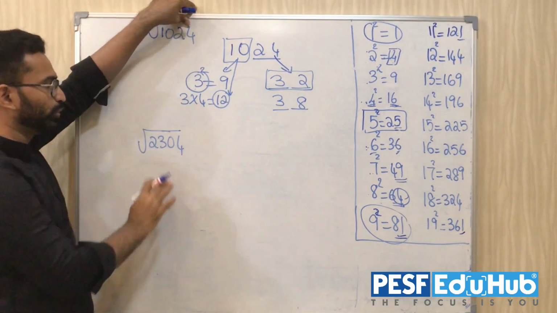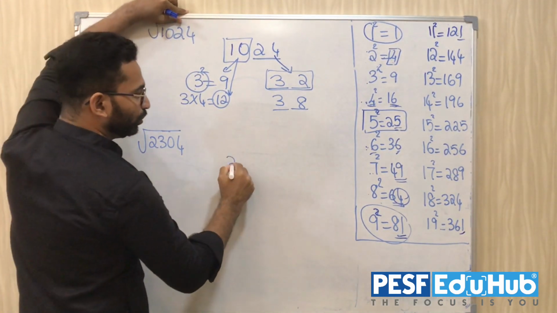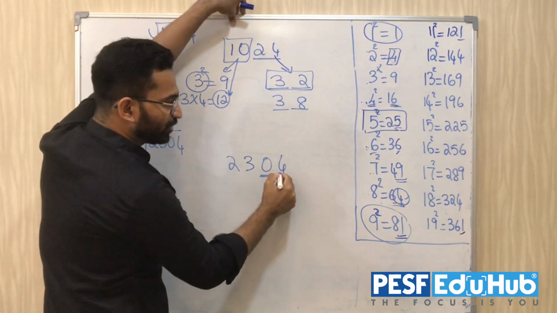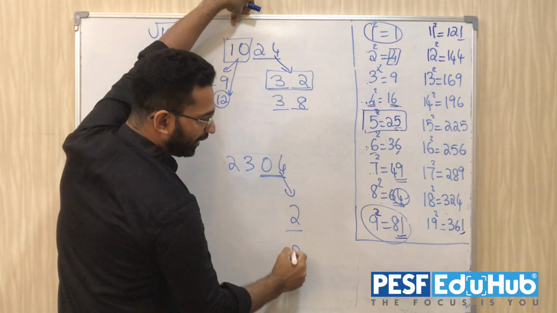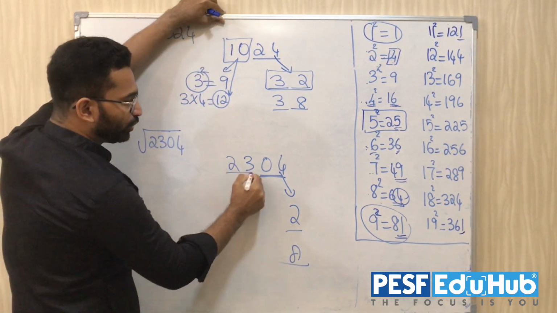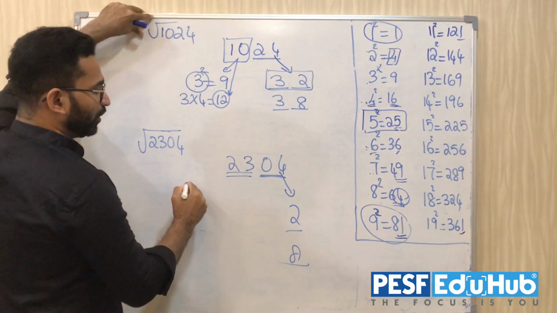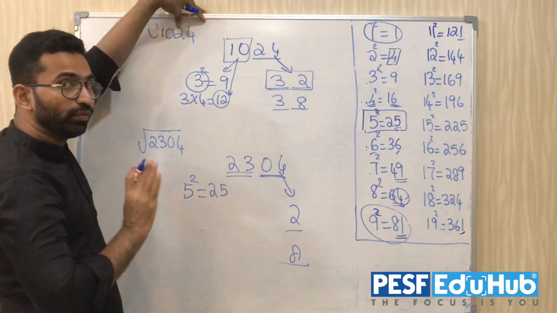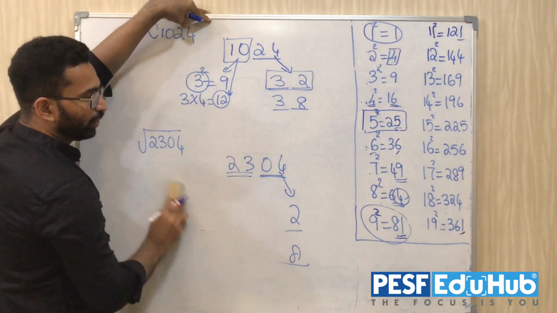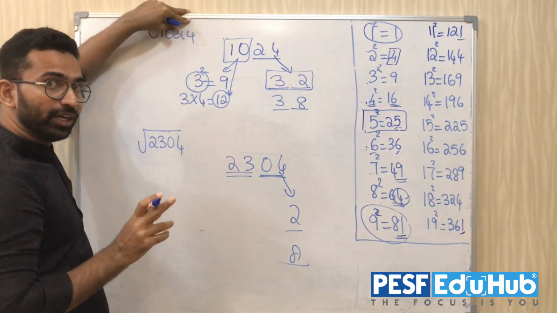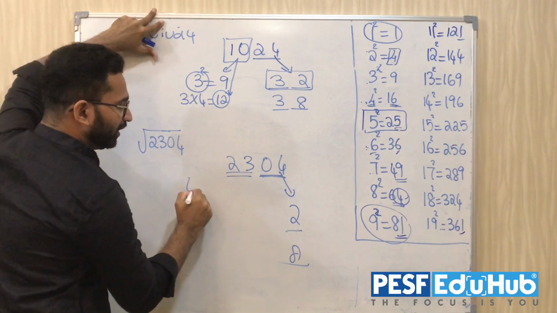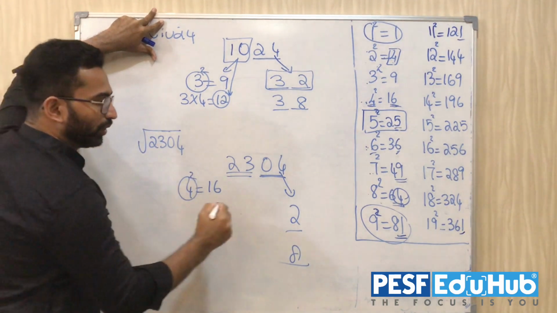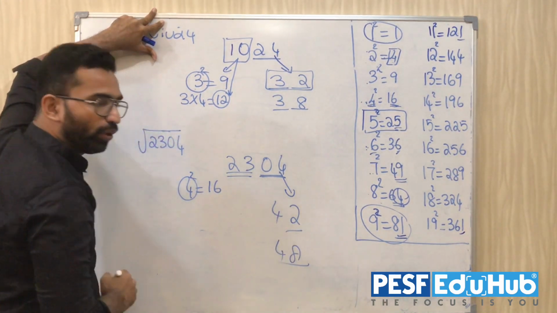Okay, and what about 2304? Anyways, the answer is ending with either 2 or 8. Now 23 is the number. 23 means what is a perfect square? 5 square is actually 25, so we are not supposed to consider 25. The perfect square value should be less than 23. It means 4 square you have to consider. So what is the number here? 4. So your answer will be either 42 or 48.